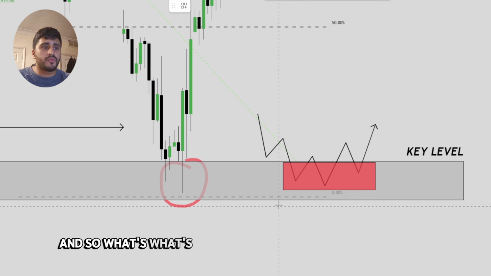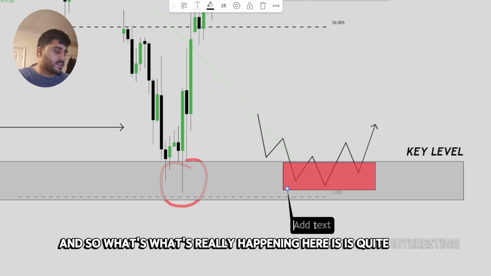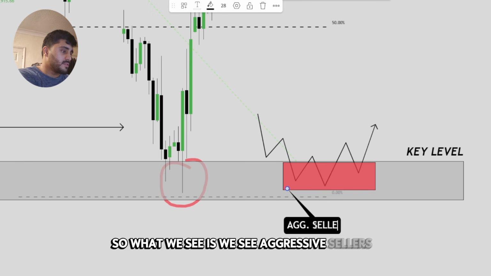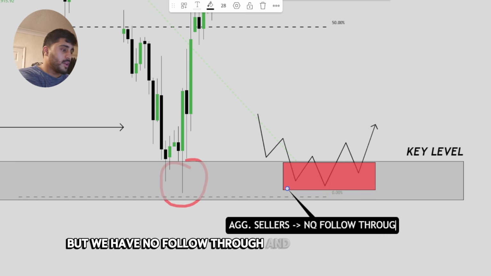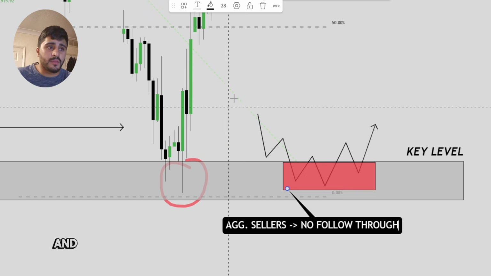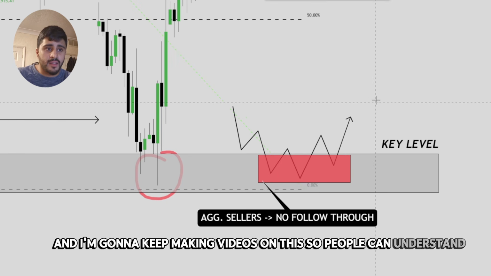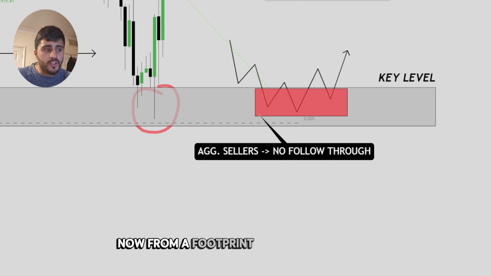And so what's really happening here is quite interesting. We see aggressive sellers, but we have no follow through. And what do I mean by that? I've made lots of videos on this, and I'm going to keep making videos on this so people can understand. Now, from a footprint chart perspective.